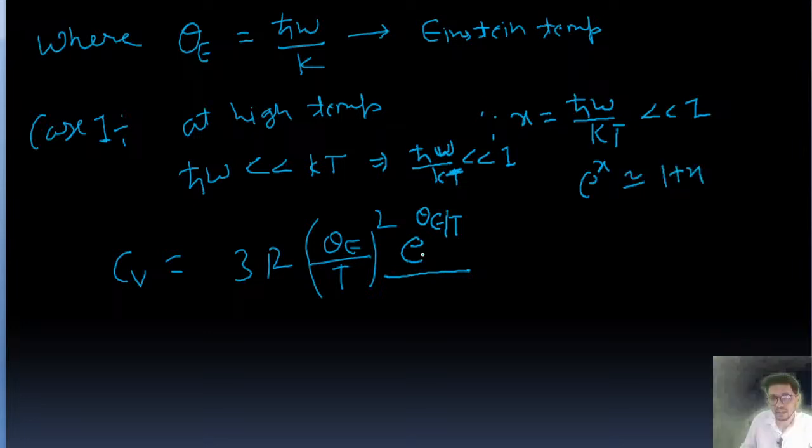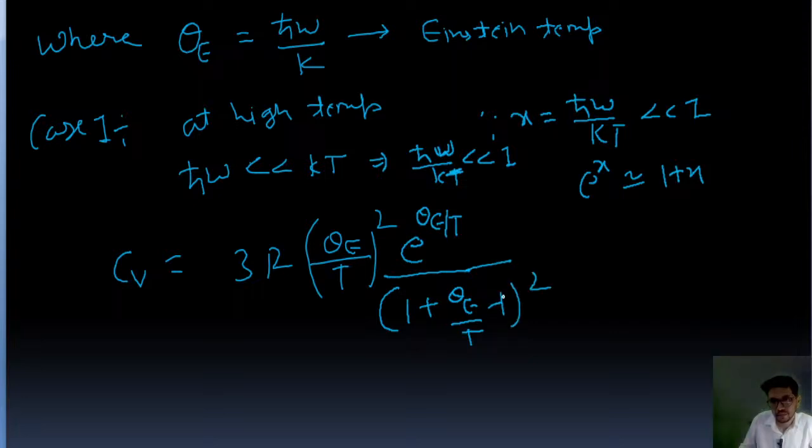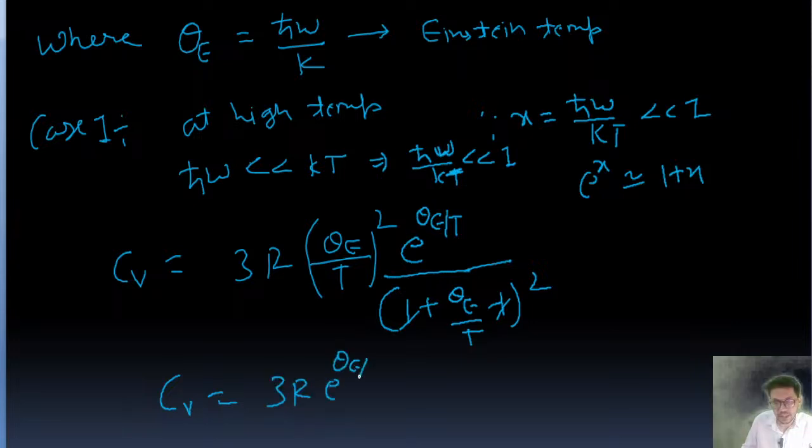So we'll open it. This is going to be (1 plus theta_E/T minus 1) whole square. The 1 will get cancelled, and this will cancel with this. So the Cv value is going to be 3R e^(theta_E/T).